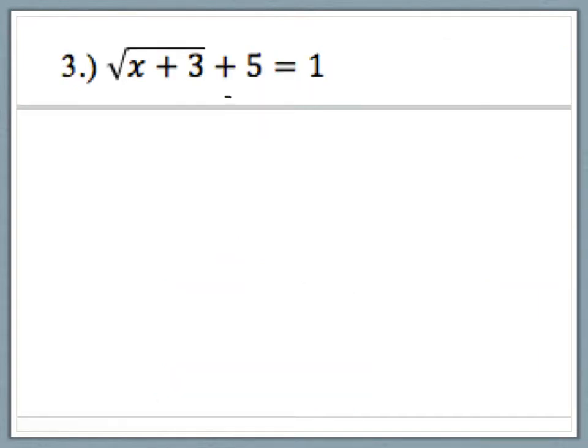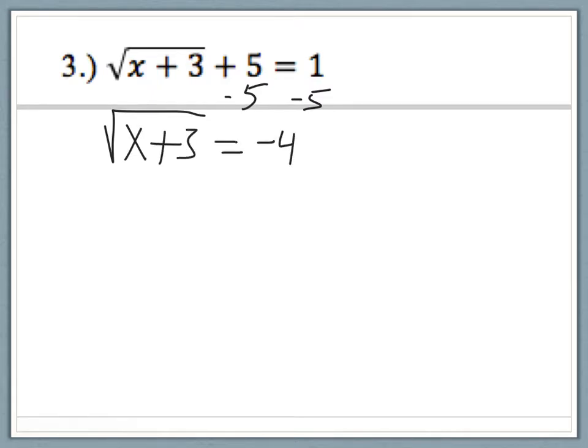Okay, this example is kind of similar to the last one. We're going to go ahead and get the square root by itself. So I'm going to subtract 5 from both sides. So I'm left with the square root of x plus 3 equals negative 4. Now to undo a square root, we have to square both sides. Okay, and the big mistake people make is they forget to square the right side. So make sure you do it to both sides.